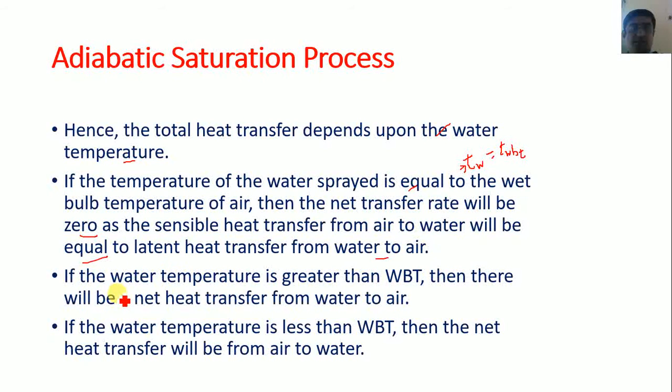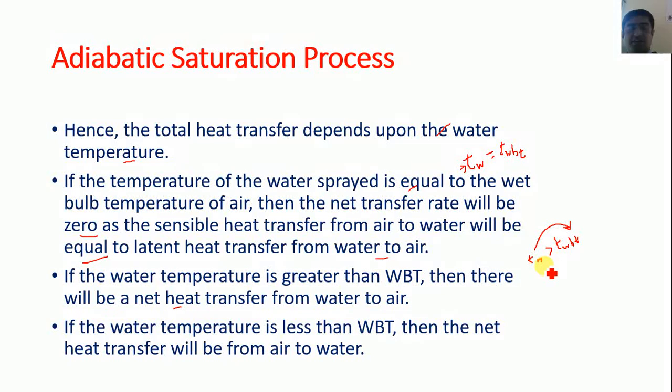So if the value of water temperature is higher than the wet bulb temperature of the air, then what happens? Then there will be a net heat transfer from water to air. Here you can see the heat interaction is from water to air, because heat must flow from a higher temperature to a lower temperature.